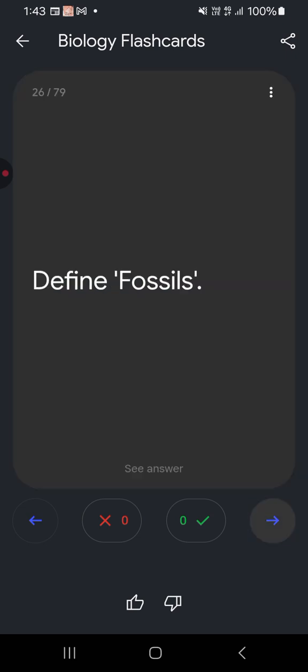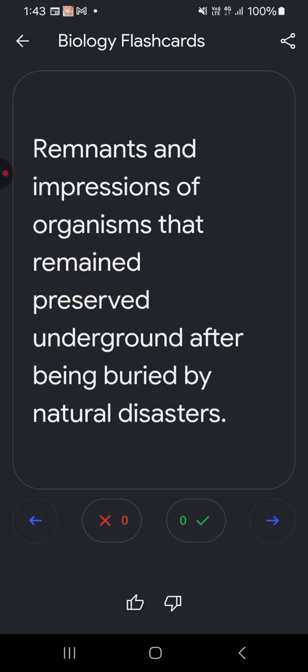Define the term fossils. Remnants and impressions of organisms that remain preserved underground after being buried by natural disasters, such as floods and earthquakes. These are basically the remains and impressions of organisms that lived millions of years ago.